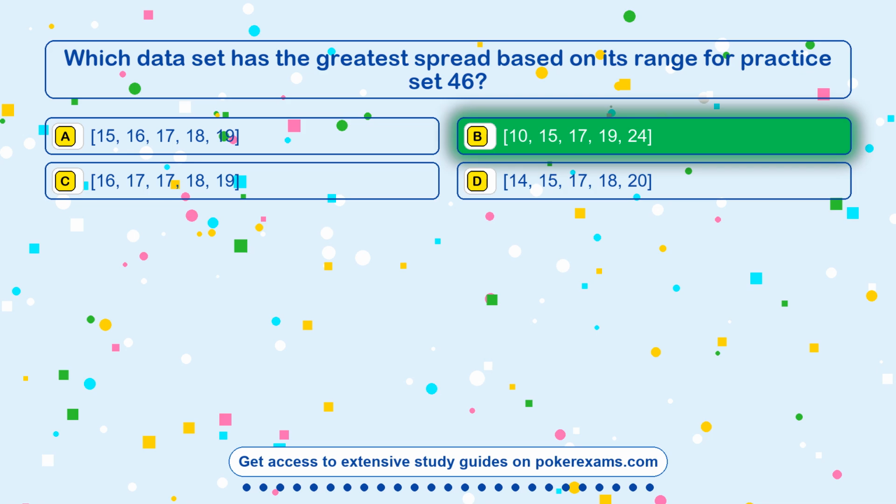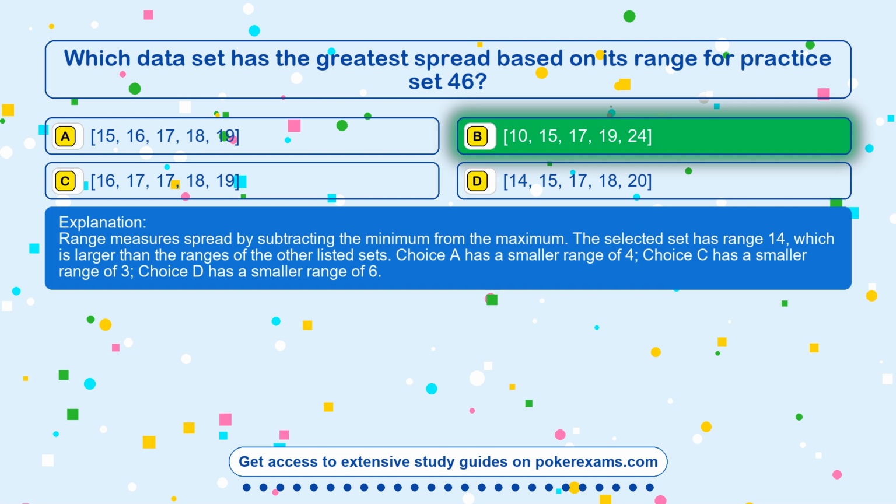The correct answer is option B. 10, 15, 17, 19, 24. Range measures spread by subtracting the minimum from the maximum. The selected set has range 14, which is larger than the ranges of the other listed sets. Choice A has a smaller range of 4, choice C has a smaller range of 3, choice D has a smaller range of 6.